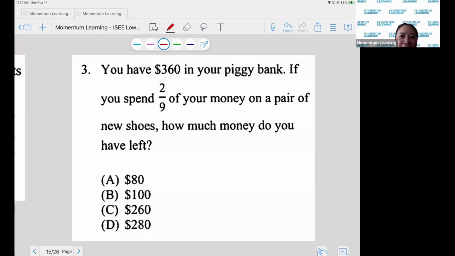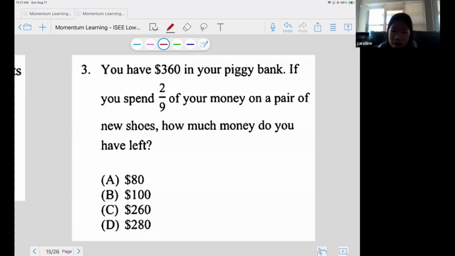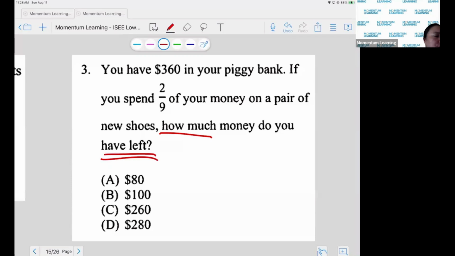Caroline: They only looked at the part where it said you have $360 in your piggy bank, and if you spend 2/9 of your money on a pair of new shoes. I think they only read that part and just solved it. They didn't say, how much money do you have left? You already spent the money. The money you spend is $80. We didn't ask how much the new pair of shoes cost. We only ask what is the money you have left. So read carefully.